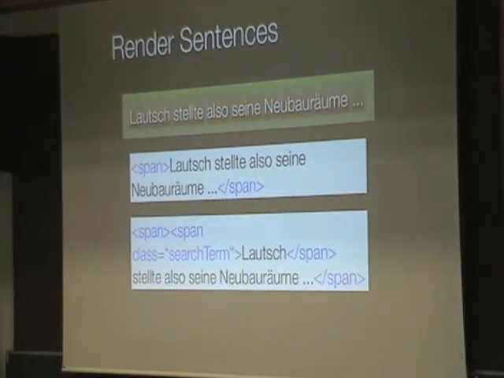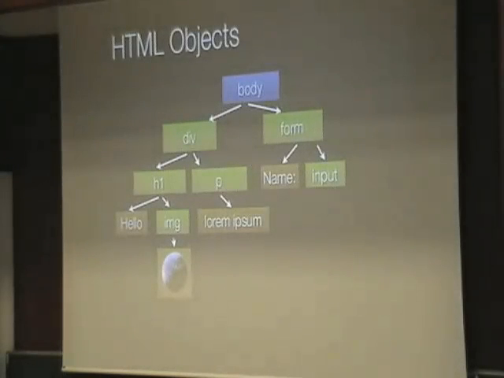If you have a sentence like this, from some old book, and Lauch is the name of some rich person in Köln several hundred years ago, you could render this into a span. But if you were looking for this person by searching for it, you could also highlight this search term by rendering this one node differently. So rendering these objects can also be done for HTML objects, because HTML is basically also just a tree.